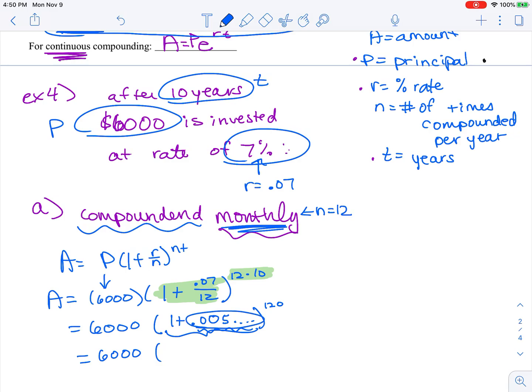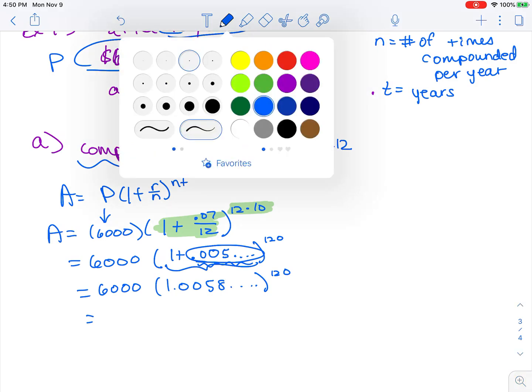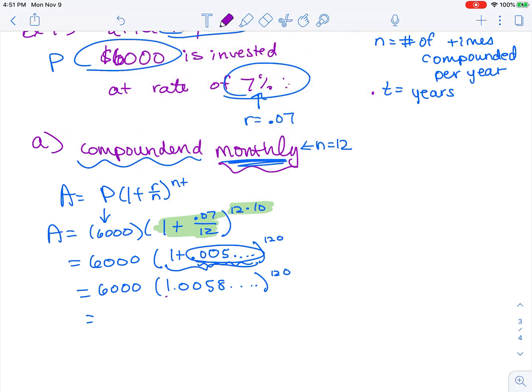So I'm going to go 1 plus that number that we just got in your calculator. You're going to get 1.0058 and so on. Leave it in your calculator. Now, when you do this, you're not going to go 6,000 times the number in your calculator. You're going to do this next. Take the number in your calculator, 1.0058, which goes on forever, and raise it to the 120 power. So leave it in your calculator the way that it is, and then do your caret key 120. Calculate that first.